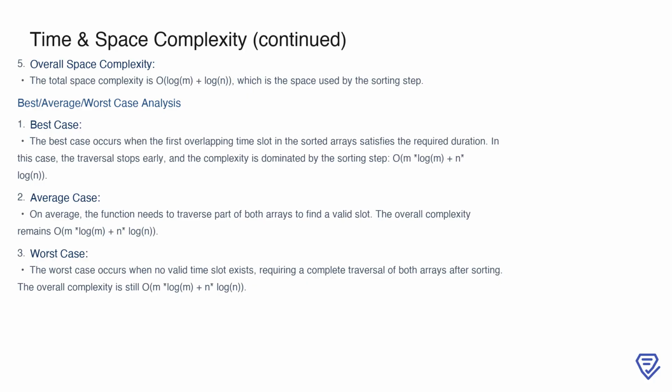In the worst case, no overlapping time slots satisfy the required duration, so the function must traverse both arrays completely after sorting. Even in this scenario, the overall complexity remains O(m log m + n log n), making the algorithm efficient across all cases.